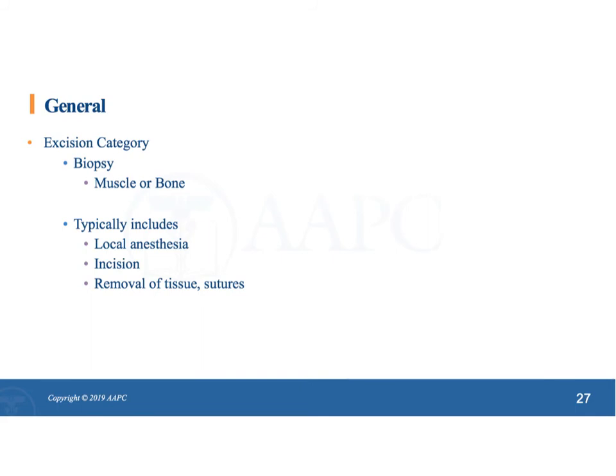Excision refers to the biopsy and excision of muscle and bone. It is important to know the depth of a wound, and this will require good documentation by the provider. Codes are divided into superficial and deep excisions. A needle biopsy is usually superficial. Deep biopsies are performed on deeper structures such as major bones, such as the humerus or the femur.